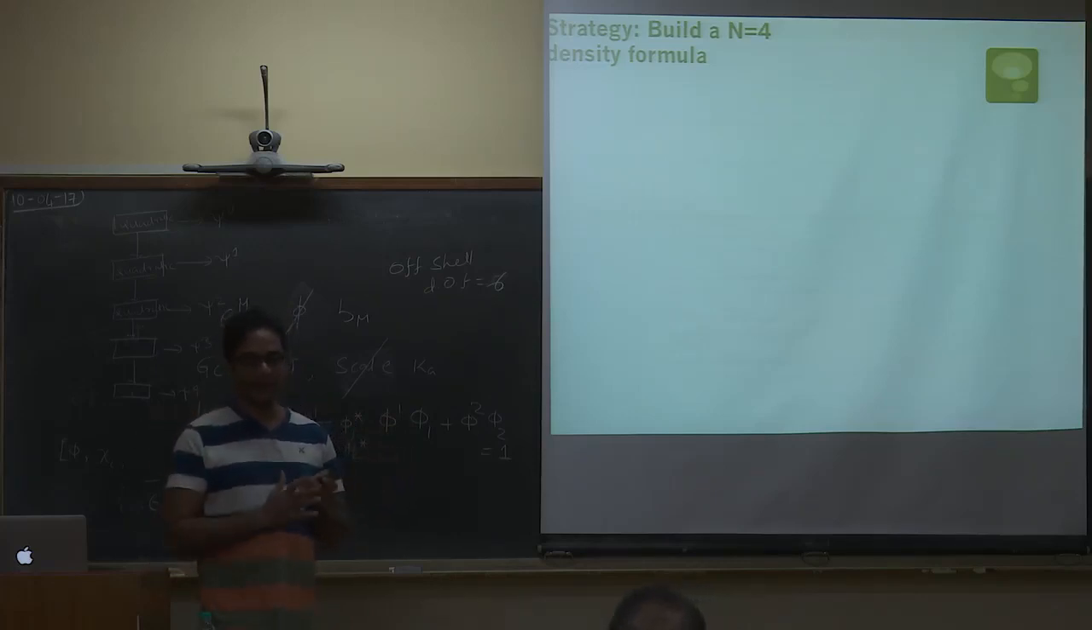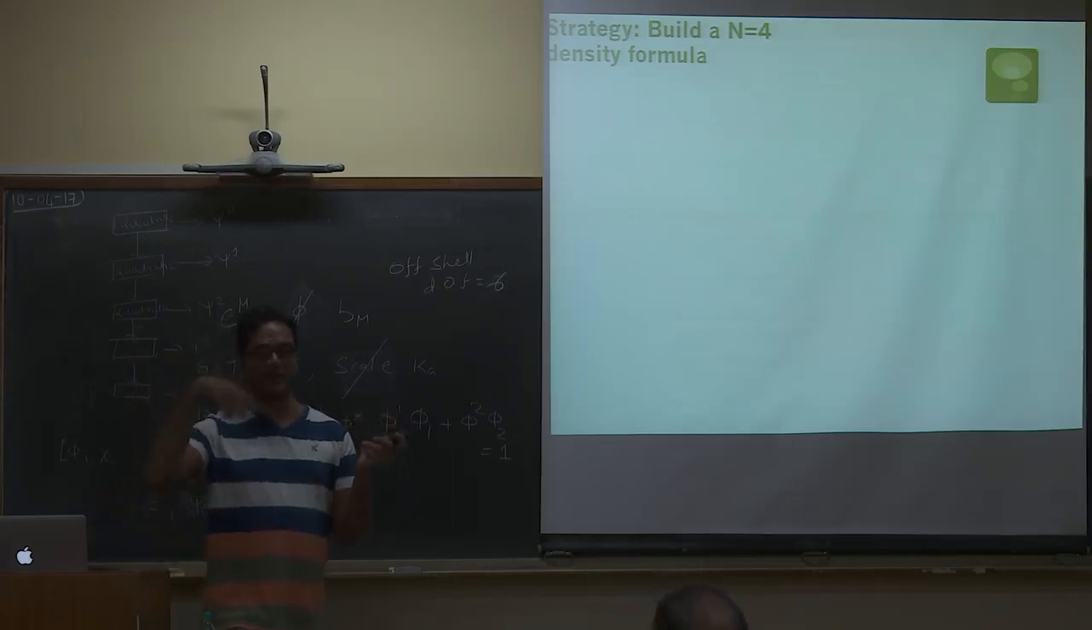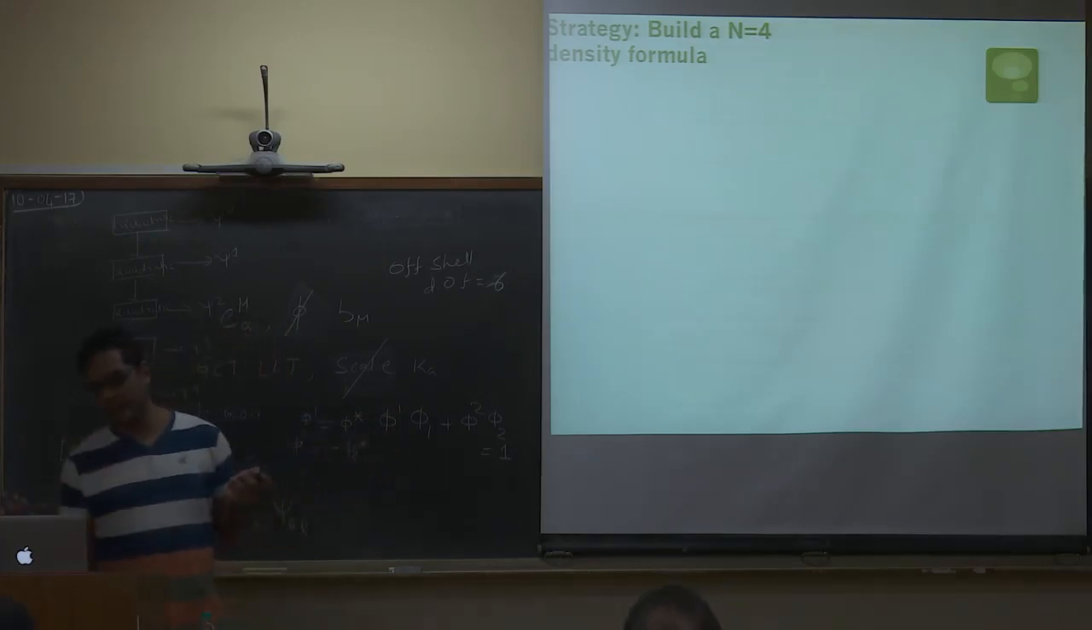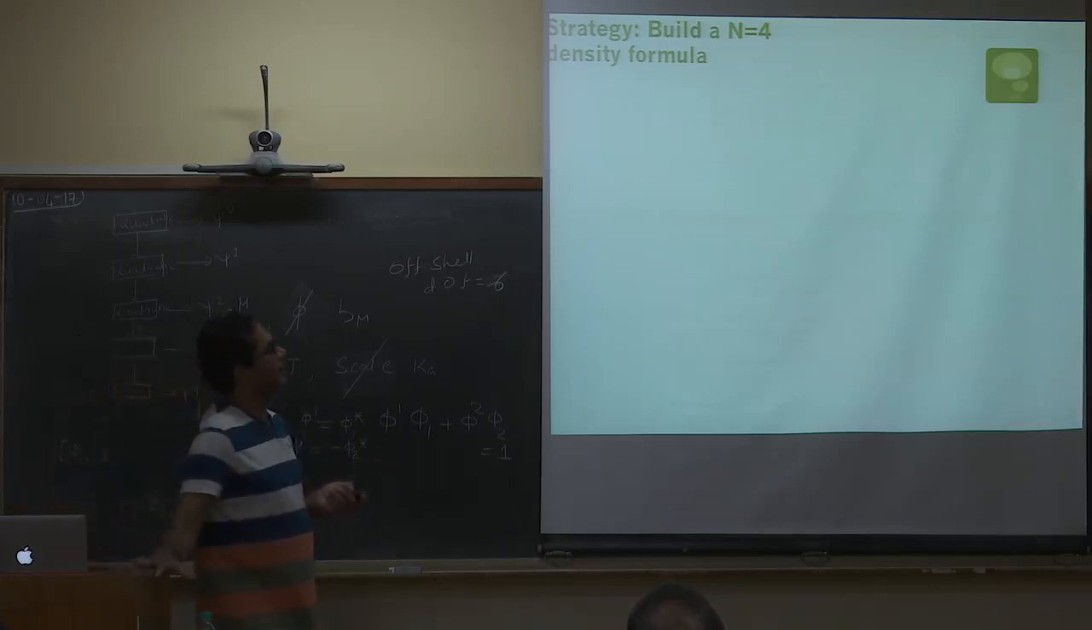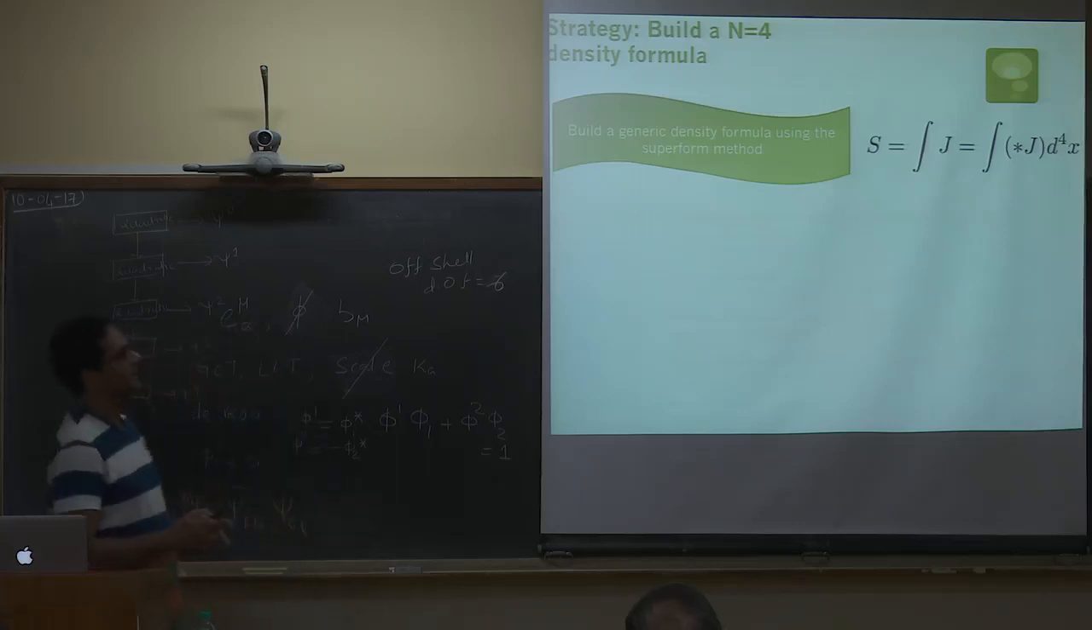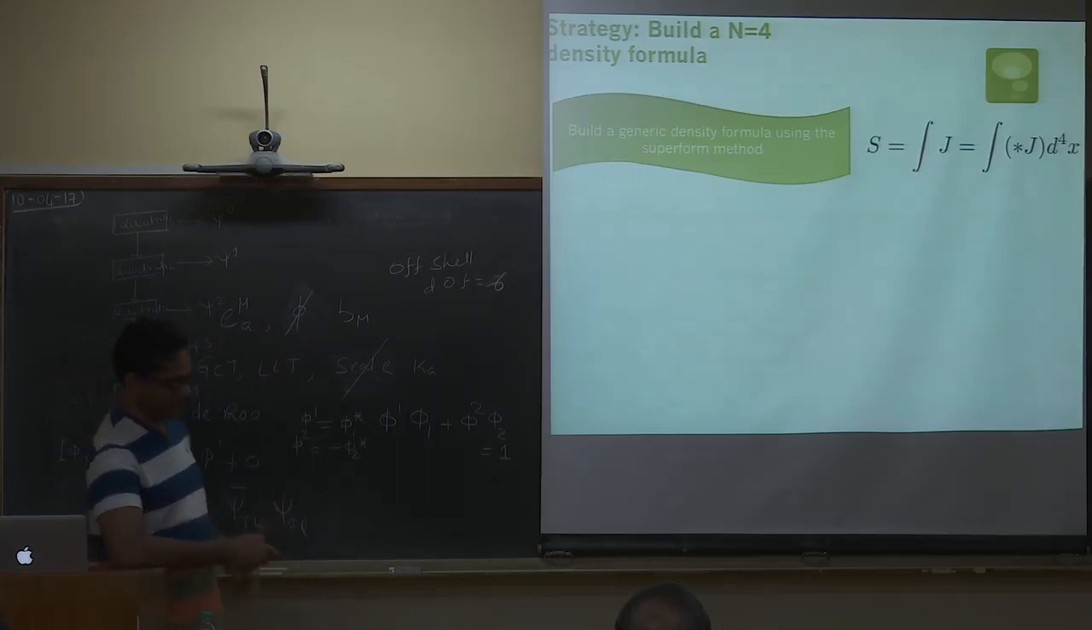That is what was done for N=2 also. It was in terms of a chiral multiplet, and then you just find the chiral multiplet in terms of the Weyl multiplet fields and you get the action. So here we will obtain a density formula in terms of some composites, and in the end we will obtain the composites in terms of the Weyl multiplet fields and get the invariant action. Okay, so this was the idea, to build a generic density formula using the superform method.